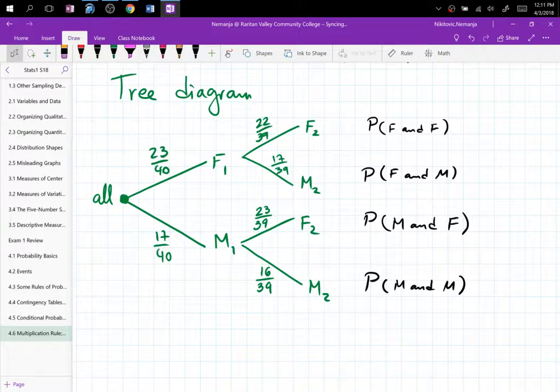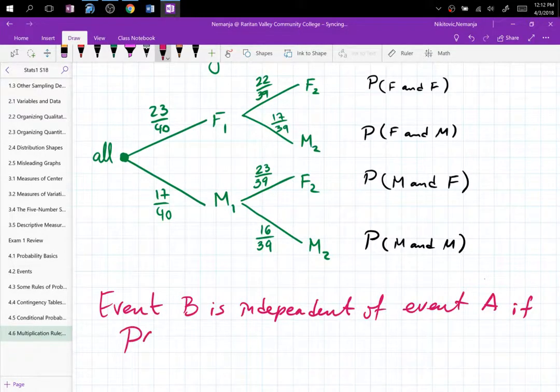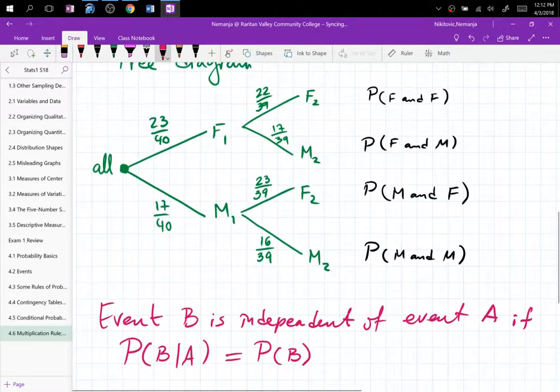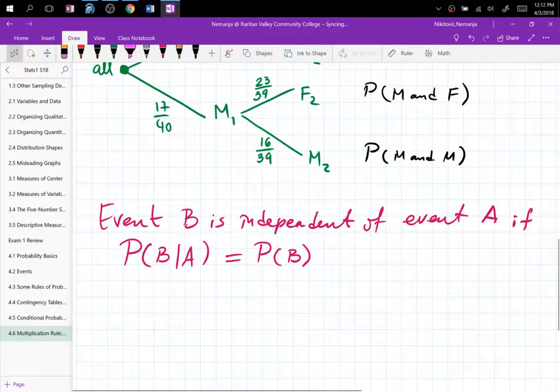Now, two events are independent, right? Event B is said to be independent of event A if the probability of B given A is the same as the probability of B. We'll take a look into the details there. I don't know if this makes sense. To me it does, because we see that event A doesn't matter in this case, so B is going to do its own thing. But let's take a look at some examples to make sure that this makes sense.